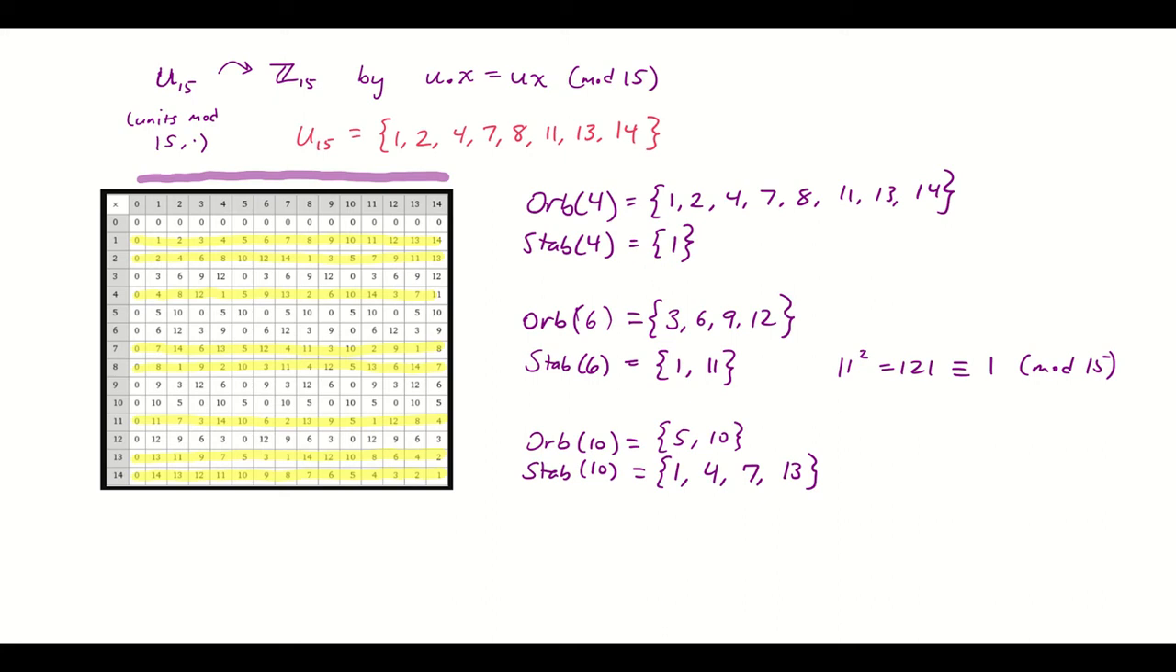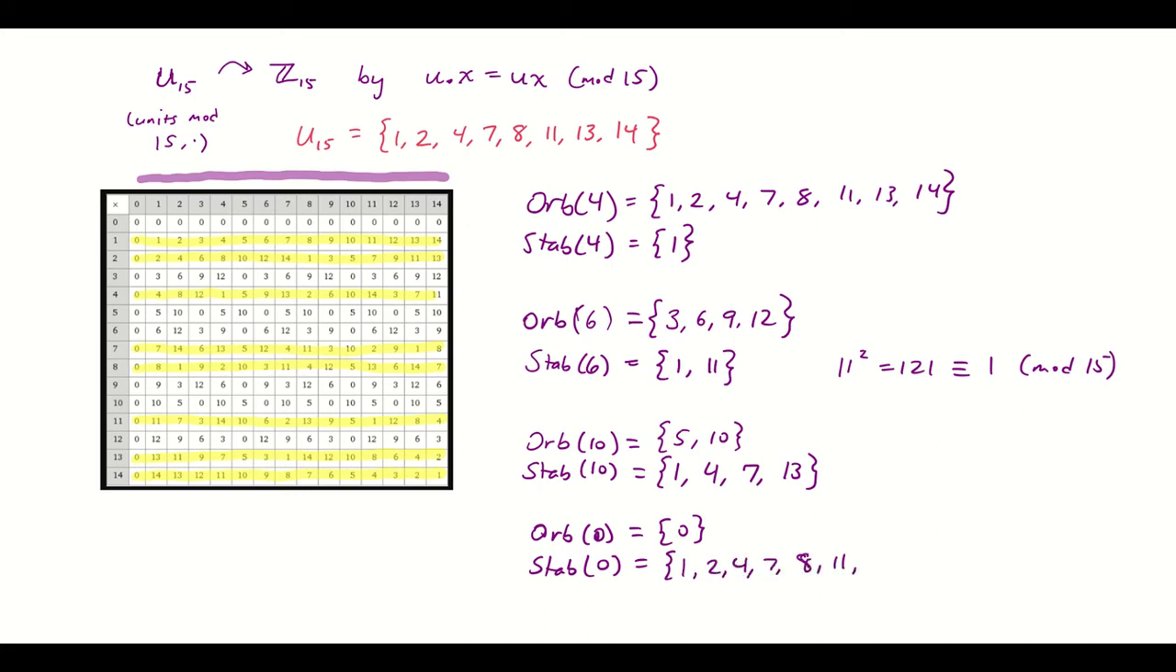And finally, let's look at something ridiculous. The orbit and stabilizer of 0, because 0 is also a perfectly good element of this set that's getting acted on by the group. The orbit of 0 is just 0. You don't get anywhere else. And the stabilizer of 0 is, now this really is the group U mod 15, but I'll list all the elements anyway.